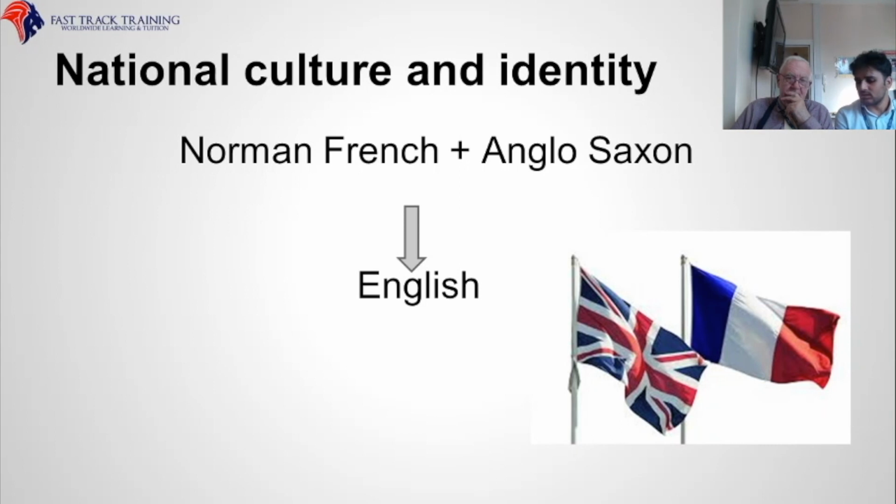Culture and identity now. Culture and identity is made up of two parts. It's made up of the Norman French, who settled here under William the Conqueror, and the Anglo-Saxons, who were here before. And the two together now compose the English people.